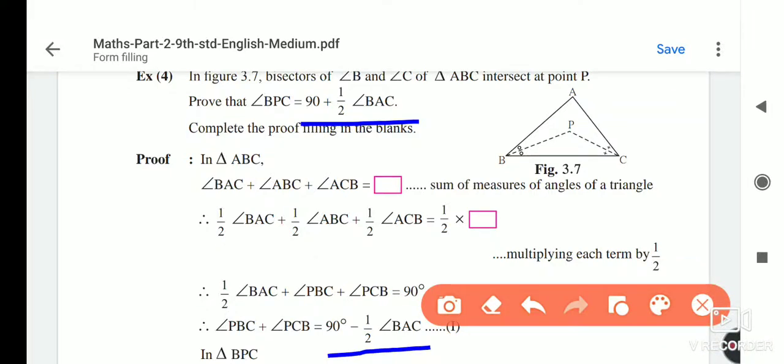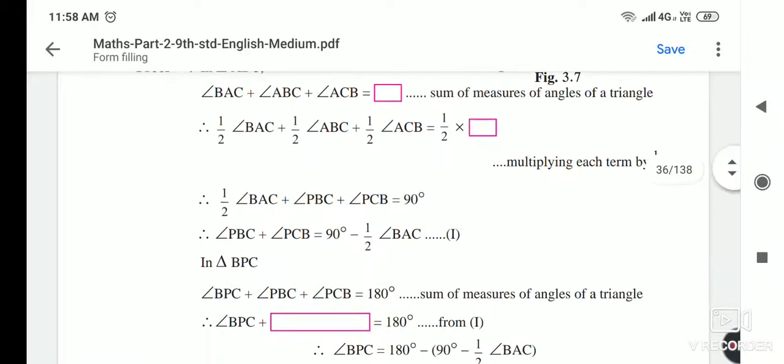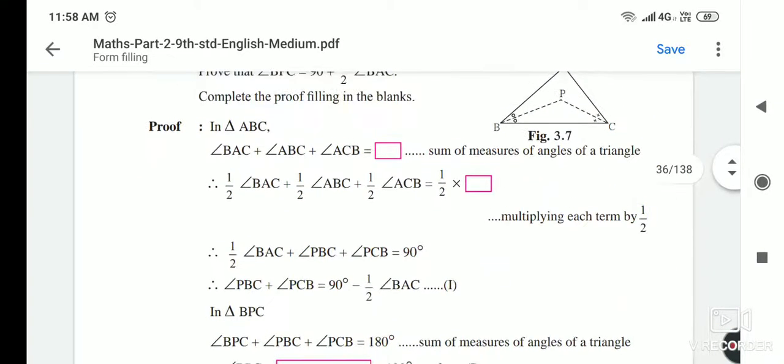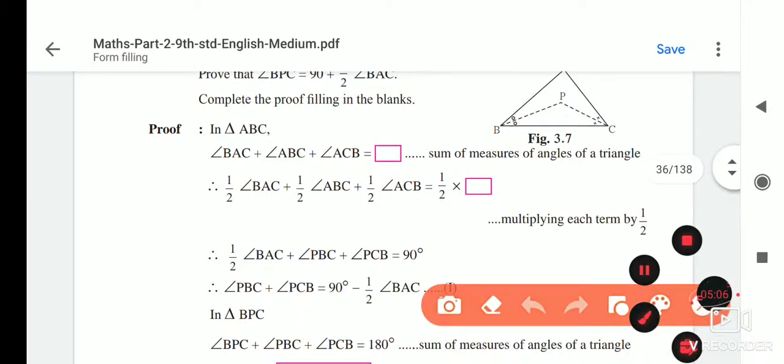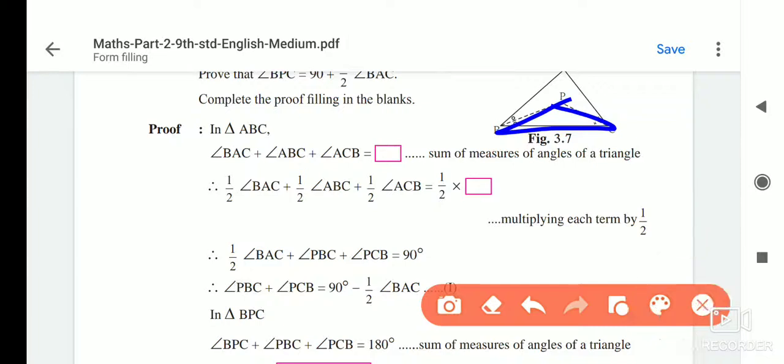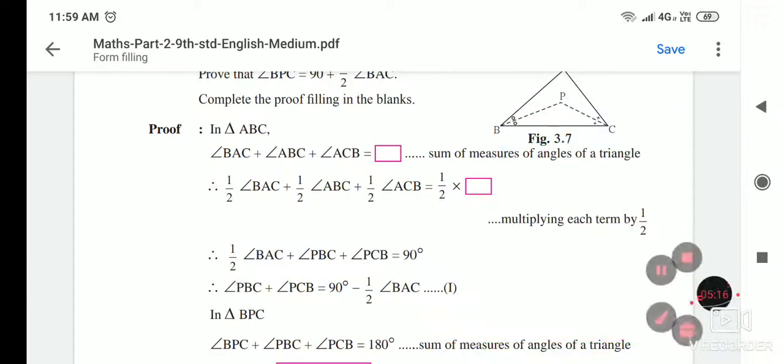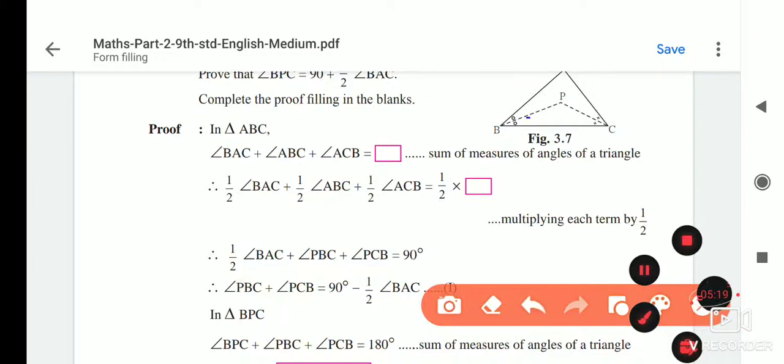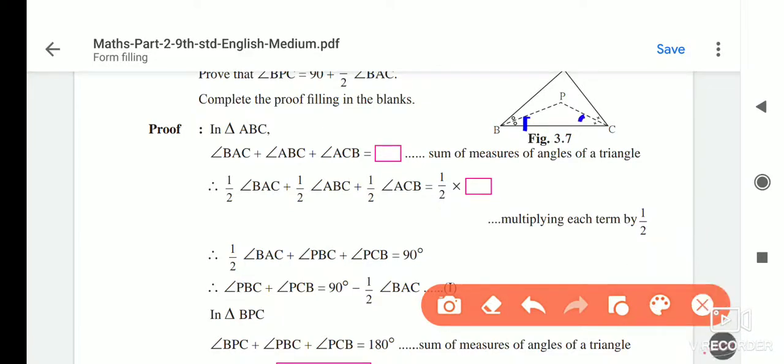Okay, now next what do we have to do? BPC is there, that we have to find out. So for that, first of all, take triangle BPC. So this is triangle BPC. In triangle BPC also, according to the statement, the sum of all angles of a triangle is equal to 180. So here angle PBC plus PCB plus BPC. These angles' sum is equal to 180.